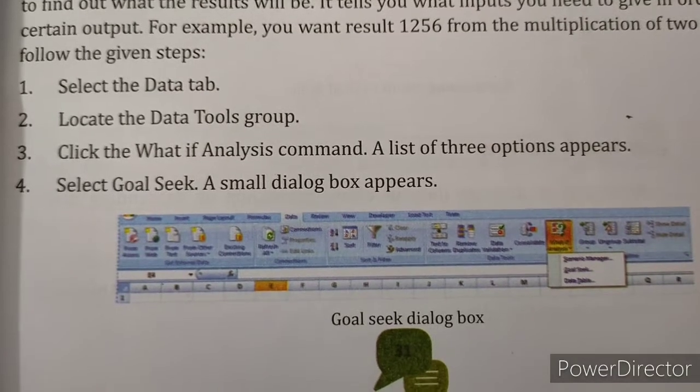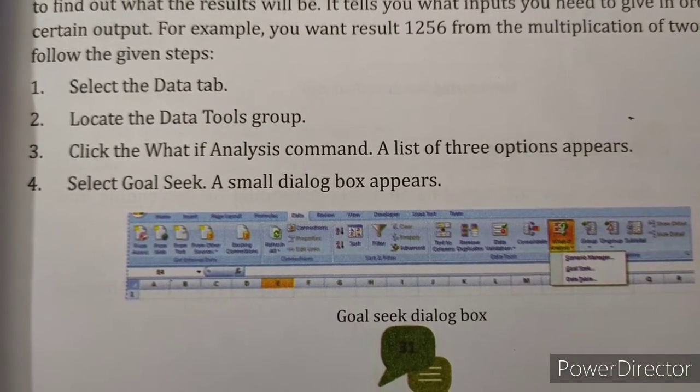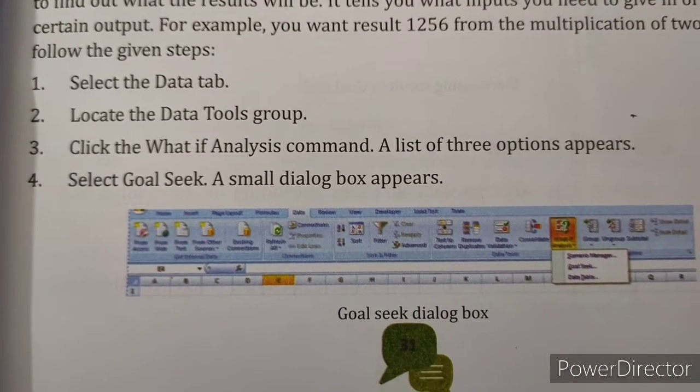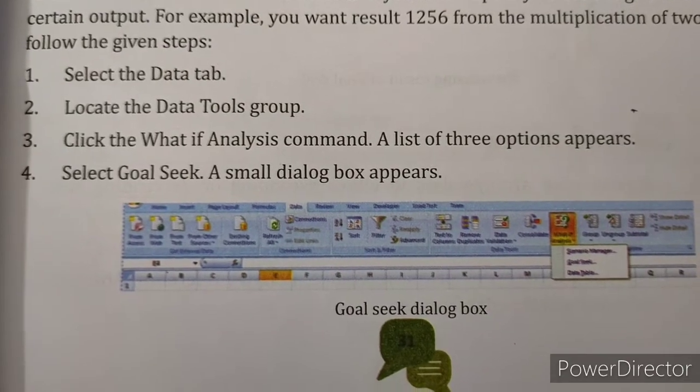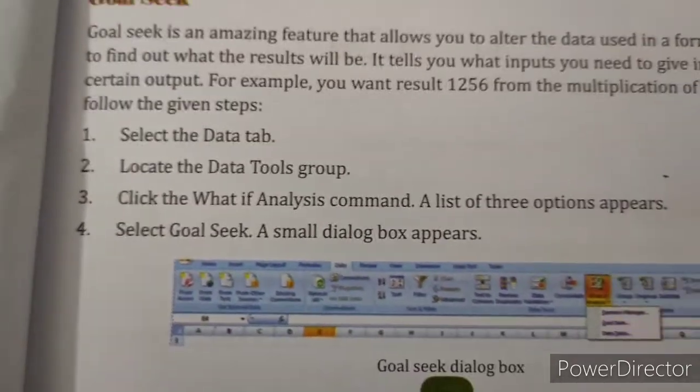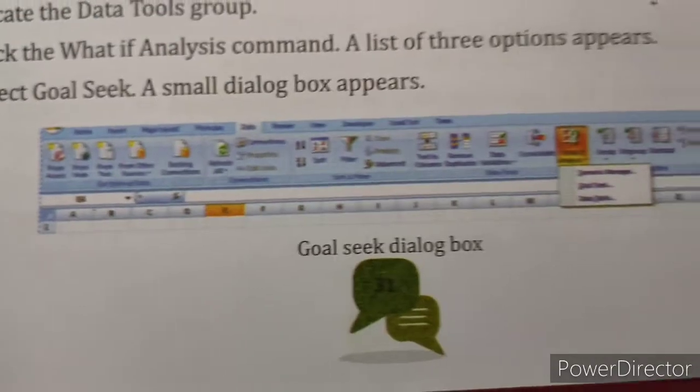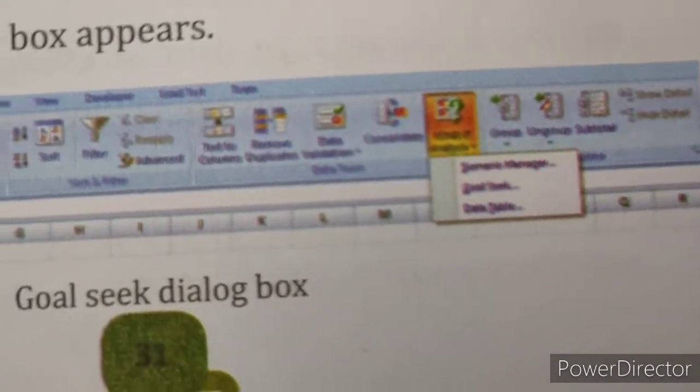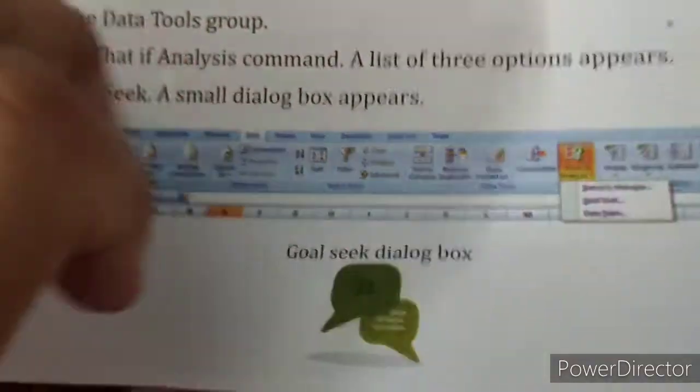You have to select the data tab, locate the data tools group, and click the what-if analysis command. A list of 3 options appears. Select goal seek. A small dialog box appears. See here, you can select the goal seek option. The dialog box appears.